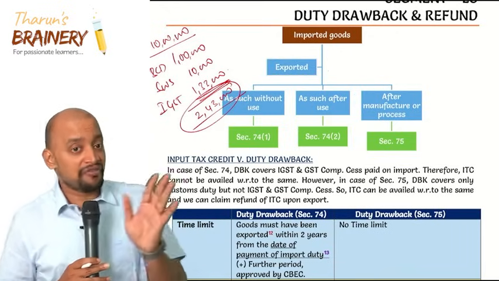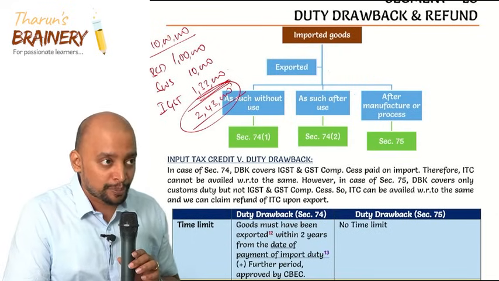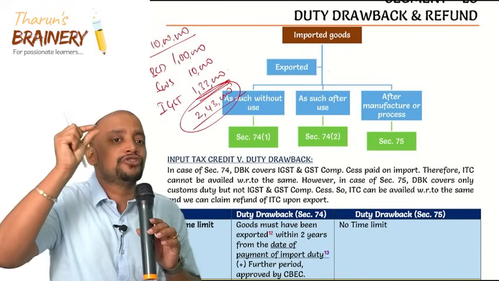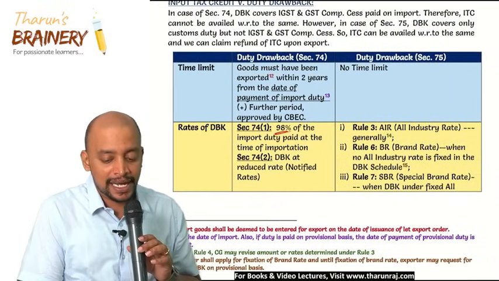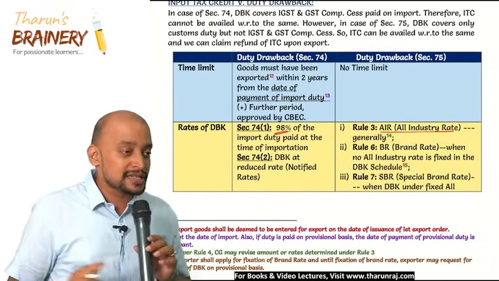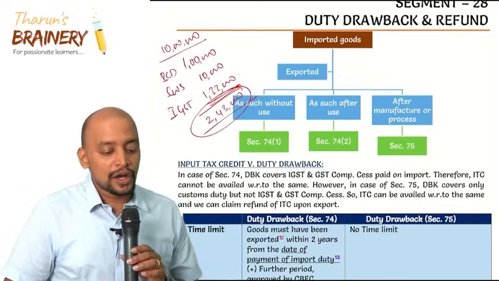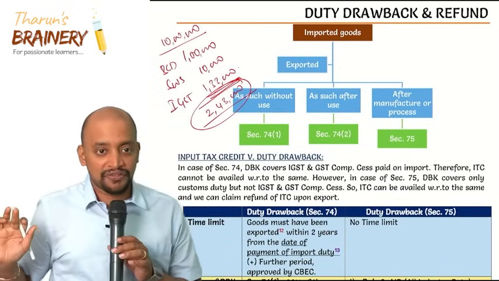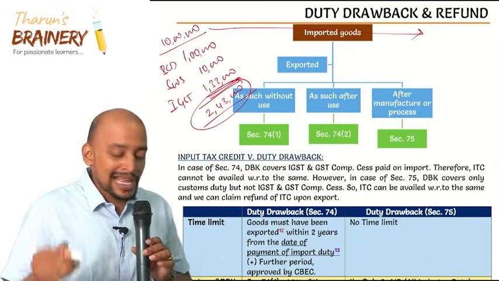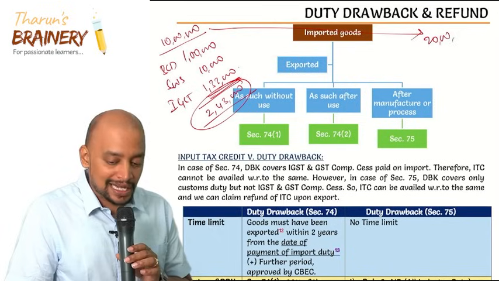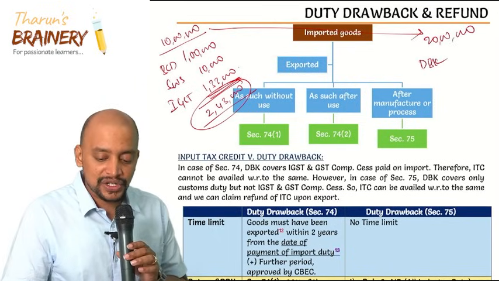Whereas in case of 75, you will get a duty drawback irrespective of the customs duty paid on import. A percentage of FOB value of export you will get as a duty drawback. See under 75 how you will get duty drawback. All industry rate means whatever is your FOB value of export, on that FOB value 1% or 2% you will get as refund. Say using this 10 lakhs worth of goods, you have made some export, and that export is 20 lakhs, and on the 20 lakhs you are getting a duty drawback under section 75.